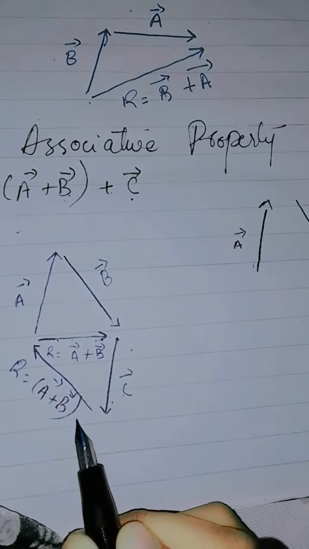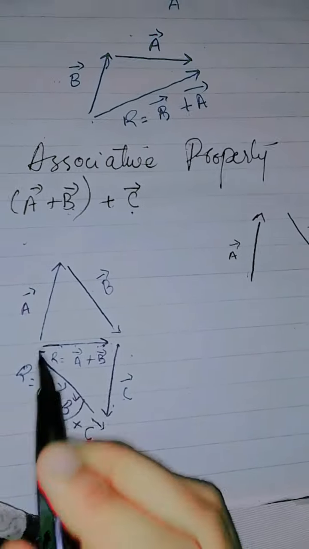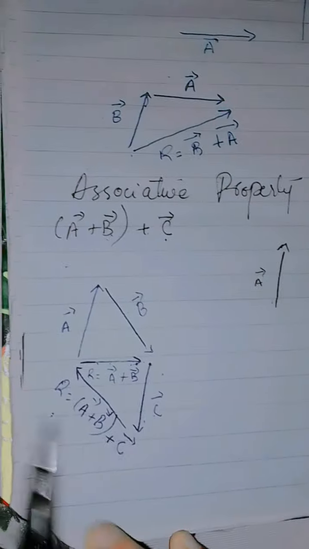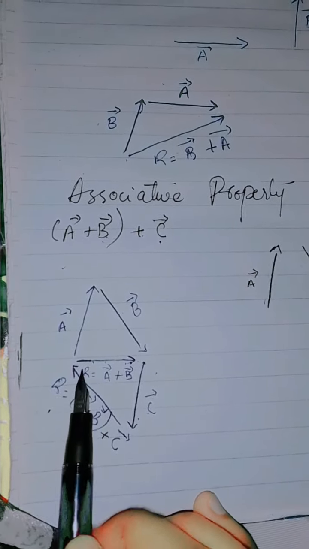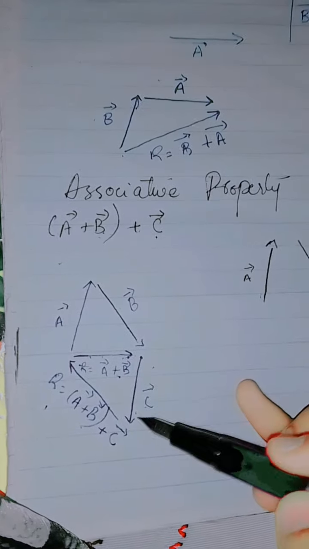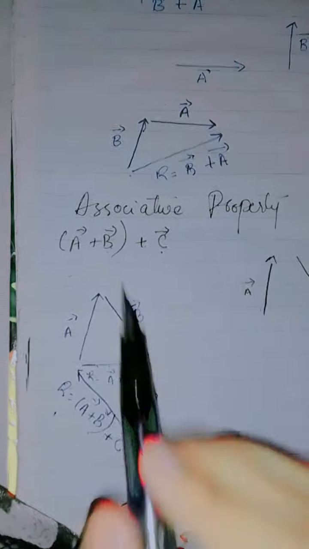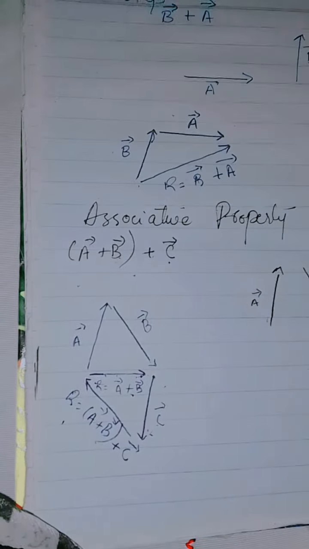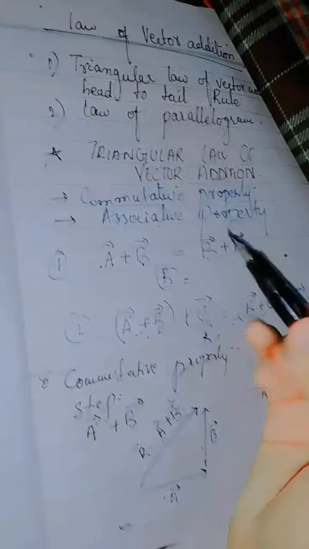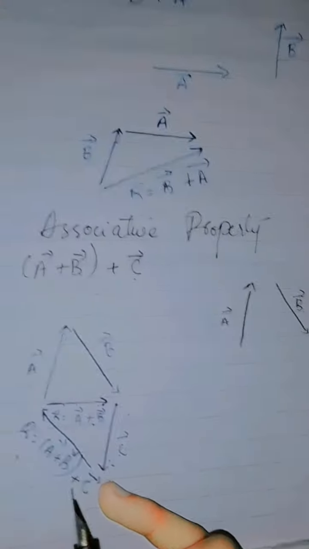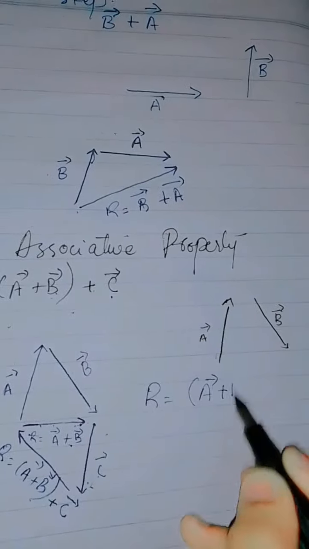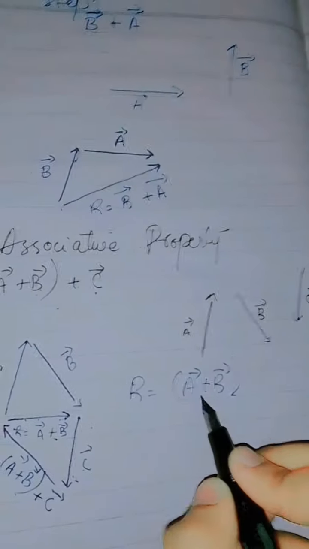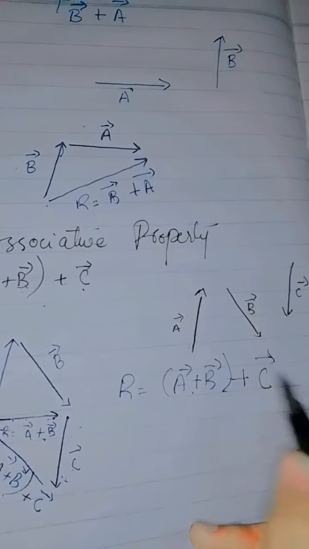The resultant vector is the addition of the resultant of vector A plus vector B, and plus vector C. So that is the first proof that vector addition follows, meaning obeys, the associative property. So the resultant vector is equal to vector A plus vector B, then to the result of A plus B we add vector C.